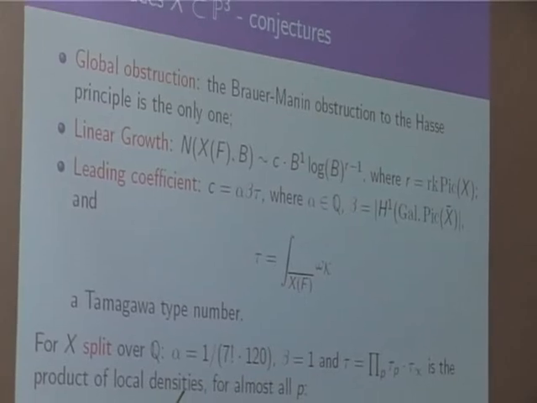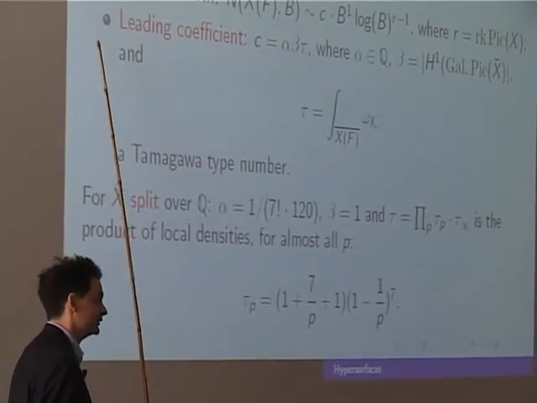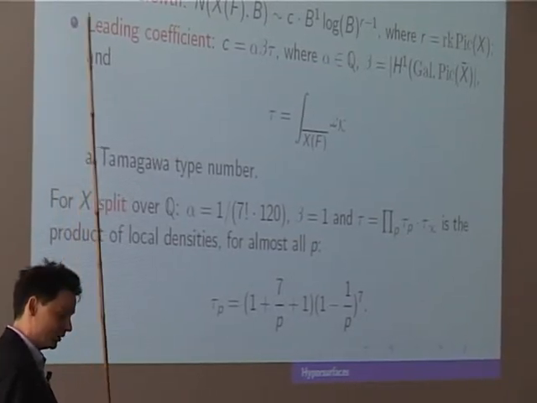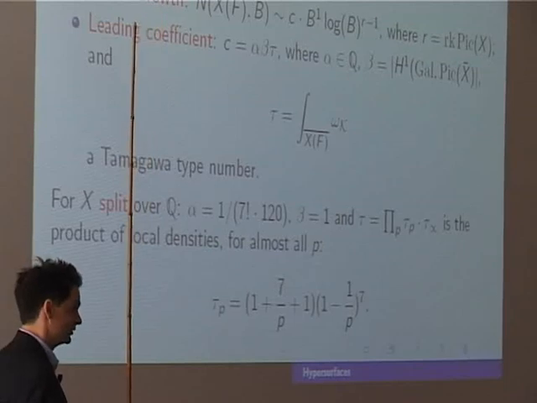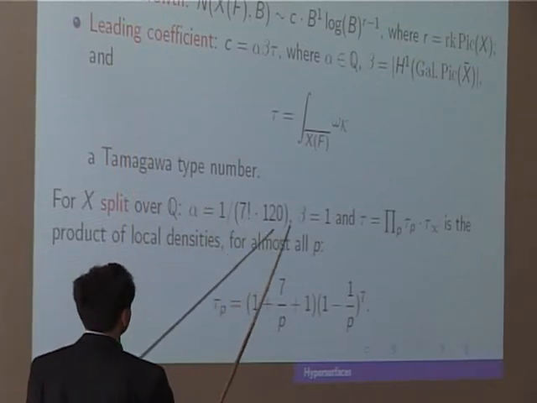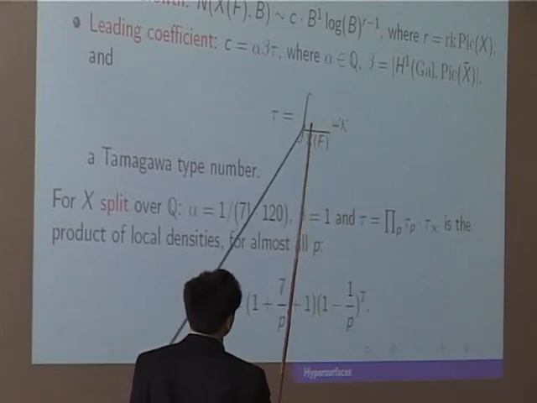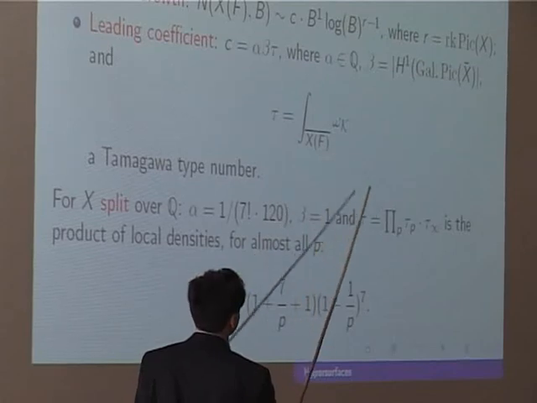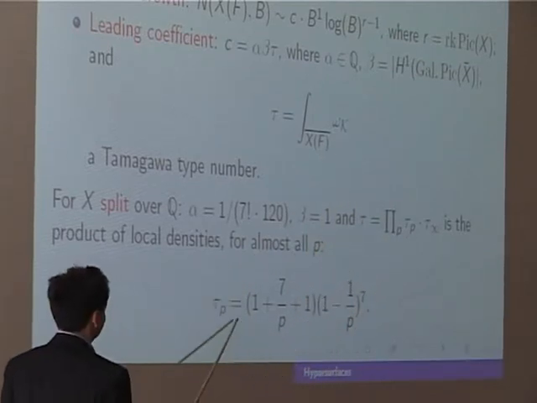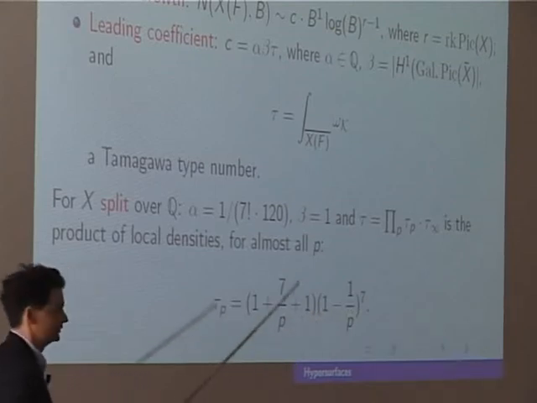And for a split cubic surface over Q, that is, all the 27 lines are defined over the ground field, or in other words, you take P2 and you blow up P2 in 6 Q-rational points in general position, this is what you get. Alpha is this. Beta is just 1. And tau, here you really integrate over the adelic points, and then you do get a product of local densities. And for almost all primes, you see this. So that's your local factor.